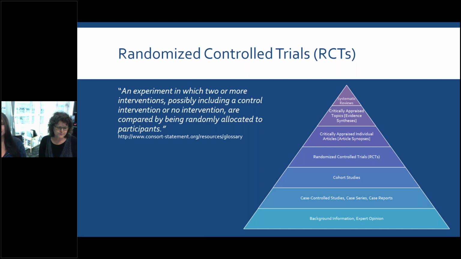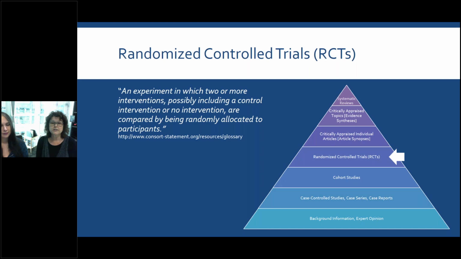Yes, so randomized controlled trials are considered to be the gold standard for research. They are in the midpoint of the pyramid, but they are at the top of the unfiltered information. They often form the body of literature for systematic reviews, which is at the top of the pyramid. It's an experimental study, as it does test interventions, treatments or drugs.